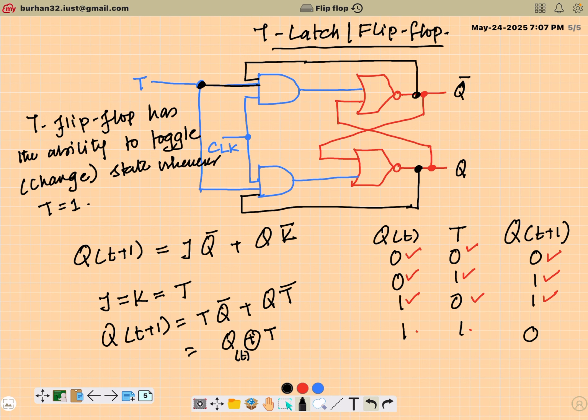If you observe here, this is my current state. So when T is equal to 0, you are actually maintaining the current state, because next state is equal to current state.